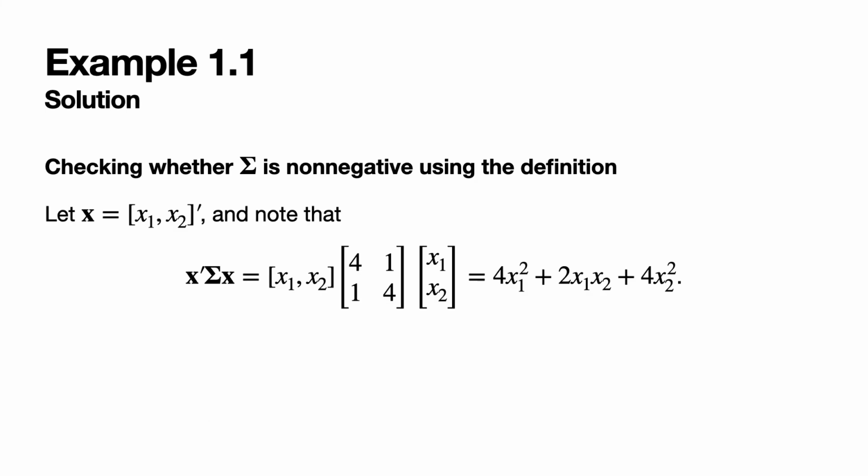All right, I also want to look at how we might be able to check whether cap sigma is non-negative using the definition. And so let's let bold X be the 2x1 vector with constituent variables x1 and x2. And note that the inner product, x prime times cap sigma times x, is equal to the expression 4 times x1 squared plus 2 times x1 times x2 plus 4 times x2 squared.